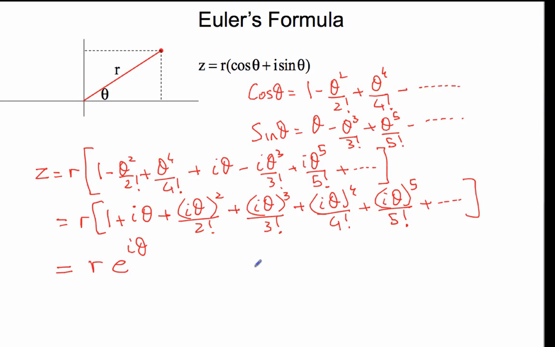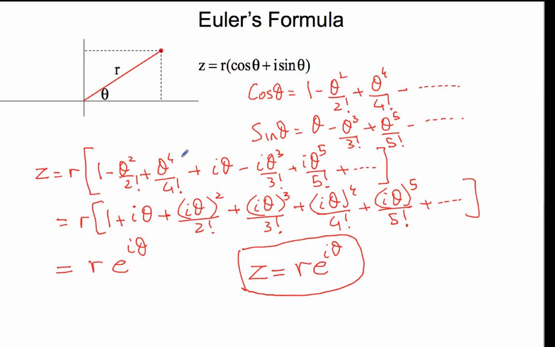And so we have this remarkable formula that any complex number z can be written as the magnitude of the complex number times e to the power i theta. And this is what is known as Euler's formula.